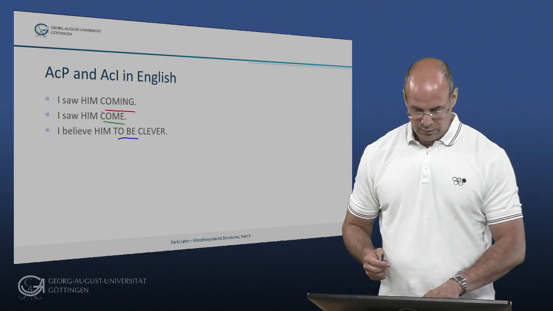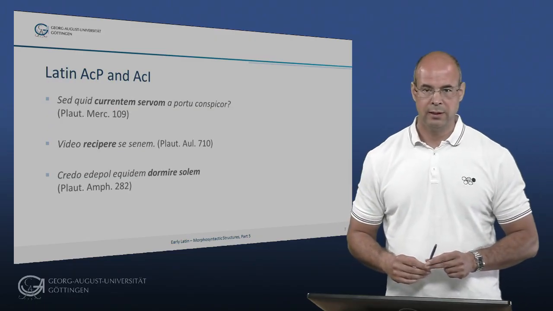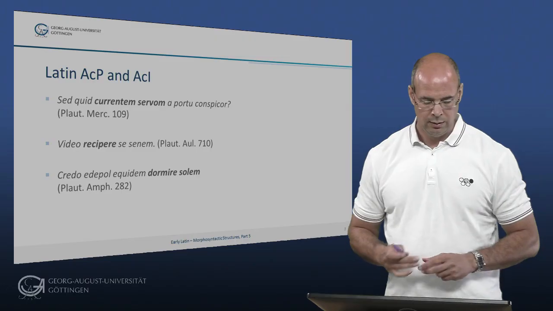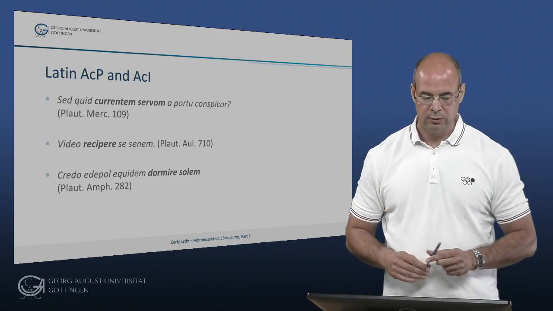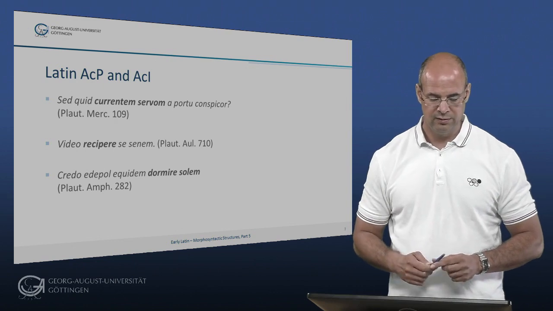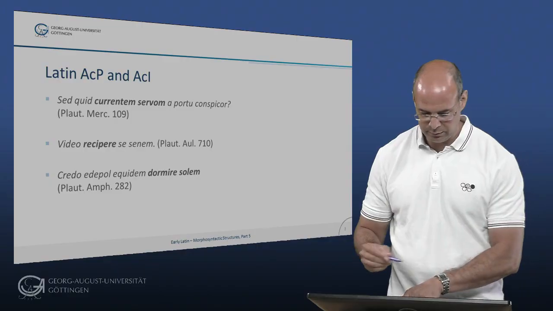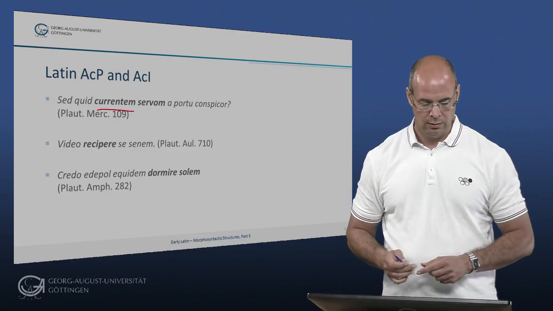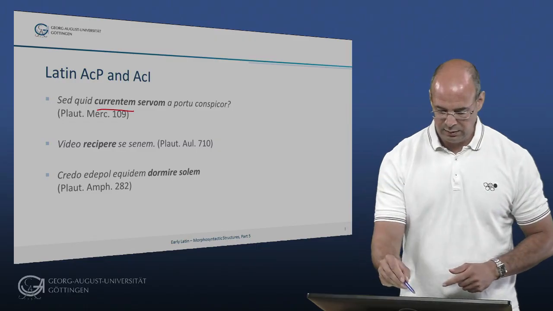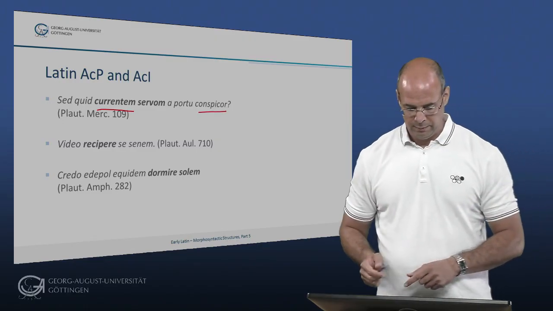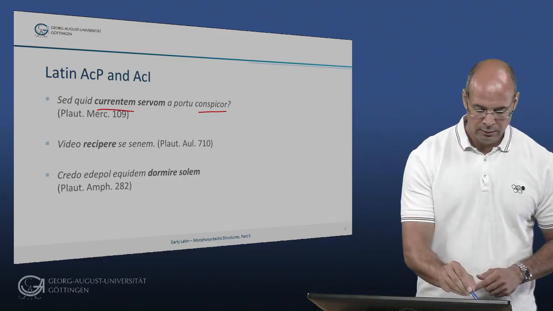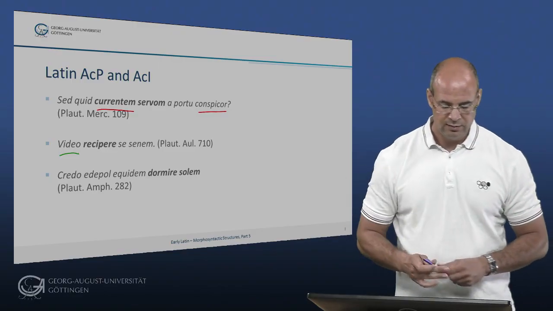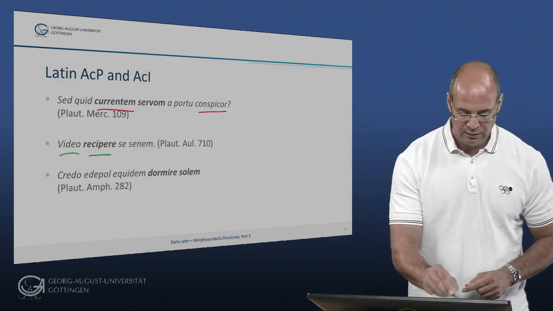Both constructions exist in Latin as well, with the same broad meanings. So here we can see, sed quid currentem servum a portu conspicor, but why do I see my slave running, with a present participle, from the harbour? And we have a verb of seeing, conspicor. And in my next example, video, I can see, again a verb of seeing, recipere se senem, with an infinitive.